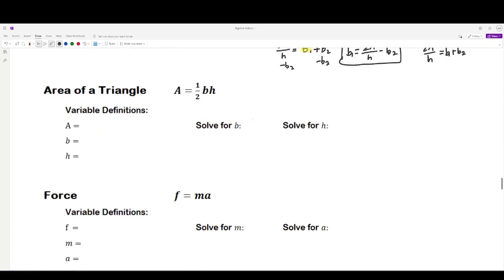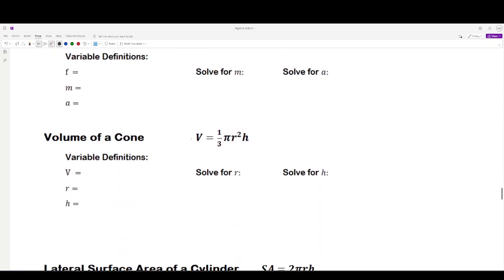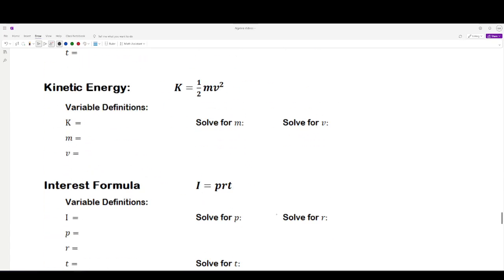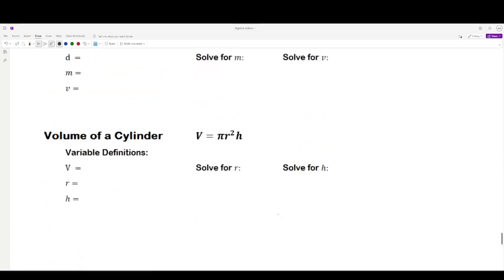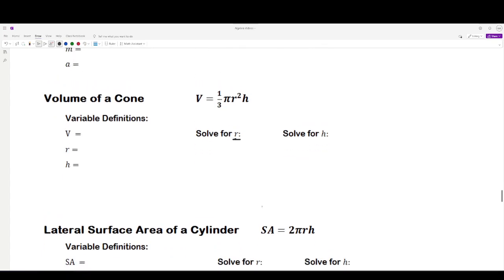Area of a triangle, I think we've covered well enough. I feel like the last one I might want to do here is volume of a cone, because solving for r, we're trying to solve for something that has an exponent applied to it. So we'll do volume of a cone and probably wrap up there. There are many of these to practice, so I'll leave the rest for you to practice, and we'll do both parts of volume of a cone together.